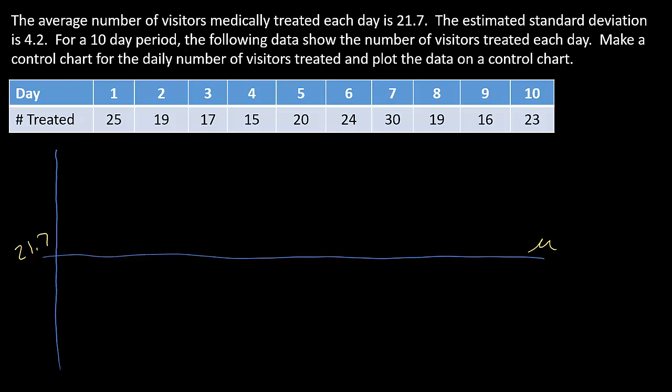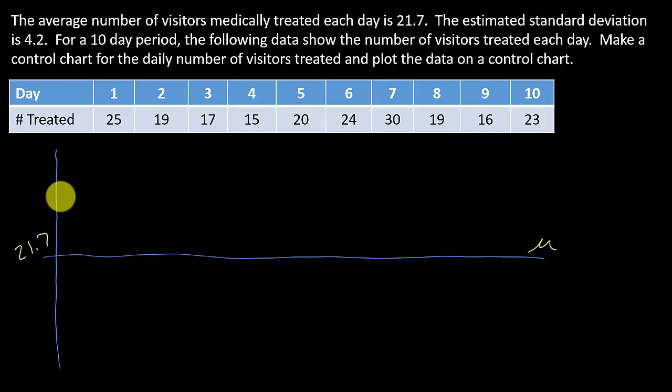Okay, so if we look at this, well, what's mu? It's 21.7. So if we take 21.7 plus or minus 2 times sigma, well, sigma is 4.2, and if I do 21.7 plus 2 times 4.2, that is going to give me a value of 30.1, and if I do 21.7 minus 2 times 4.2, that's going to give me a value of 13.3. Okay. So what we need to do is draw dashed lines at 30.1 and 13.3. So let's go ahead and do that.